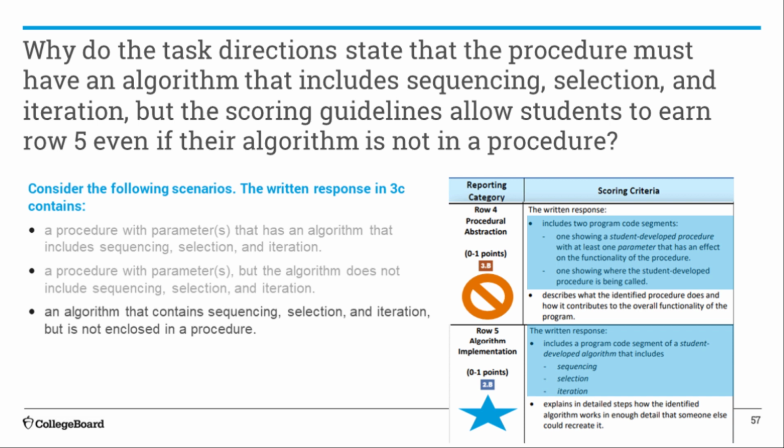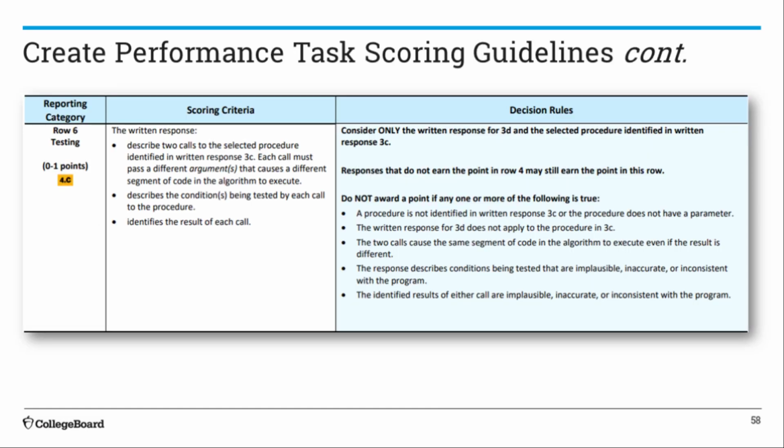So this is the situation where that decision rule that seems to be a little bit confusing is trying to prevent students from losing 2 points because they don't know how to write a procedure. We're trying to give points for what students know versus penalizing them harshly for something that they don't know. So hopefully that clears that up. And then row 6, like I said, is about the testing. All of this we will go through much more in depth in those video series that are going to be released. So if you're looking for more information on the scoring guidelines, that'll be coming soon.